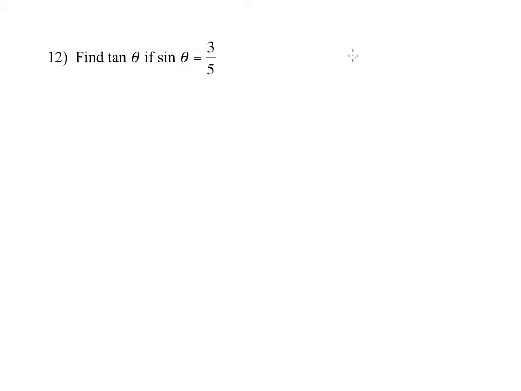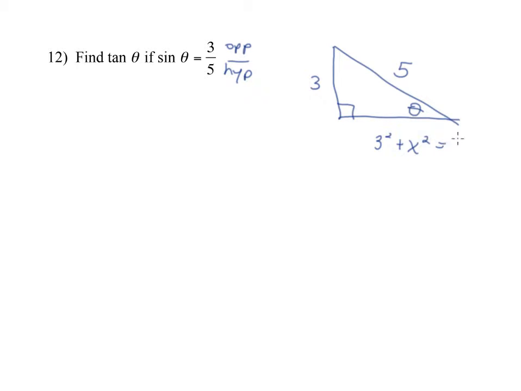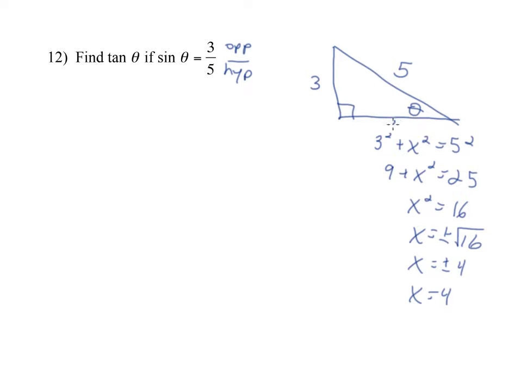Third question, find tangent of theta if sine of theta equals 3 over 5. So 3 is my opposite side, 5 is my hypotenuse. Pythagorean theorem to find the missing side, which is 4. So that means my adjacent side is 4. So tangent theta is opposite over adjacent. So tangent of theta is equal to 3 over 4.